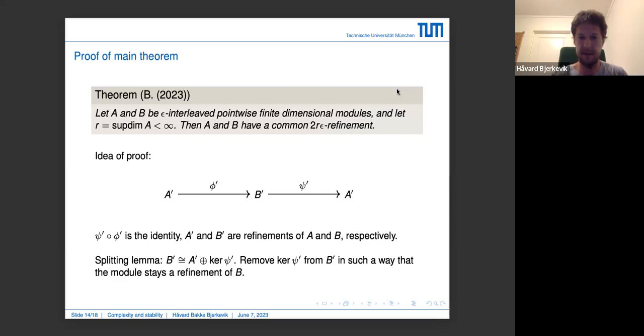Now, the splitting lemma says that if we have this situation where the composition is the identity, then the middle term here, B prime, is isomorphic to the direct sum of A prime and the kernel of psi prime. Since psi prime is induced by an interleaving morphism, its kernel should be small, very broadly speaking. So what we want to do next is to remove the kernel of psi prime from B prime, so that we're left with just A prime in the middle too. And again, we want to do this in a way that preserves this refinement property. If we manage to do that, then we end up with this module A prime everywhere, and it's going to be a refinement of both A and B, which is exactly what we wanted.